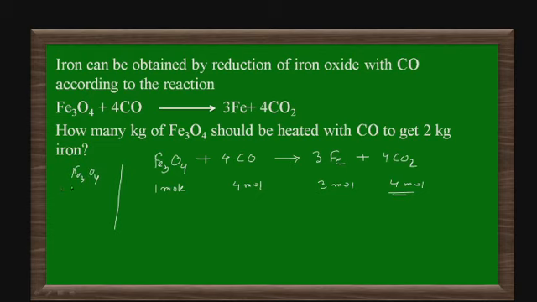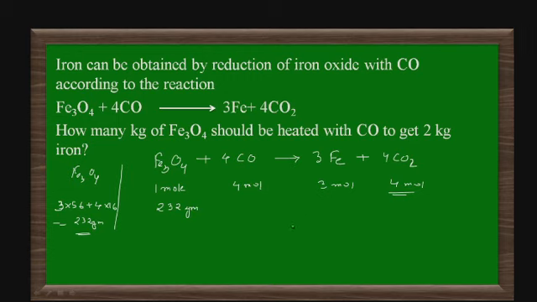So for Fe3O4, the molar mass of iron is equal to 56. So 3 into 56 plus there are 4 oxygen, 4 into 16, and the answer will be 232 gram. Now 1 mole of Fe3O4 is equal to 232 gram.